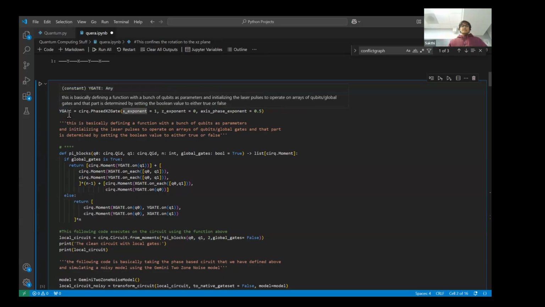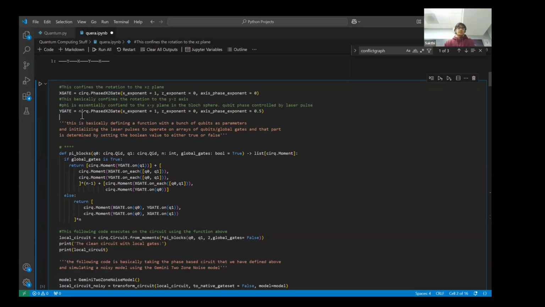And for the Y gate, it's essentially the same idea, but you can imagine the vector going from the X axis with a pi over 2 rotation in the XY plane, and then a pi rotation downwards. So we're just defining these gates customly using this.